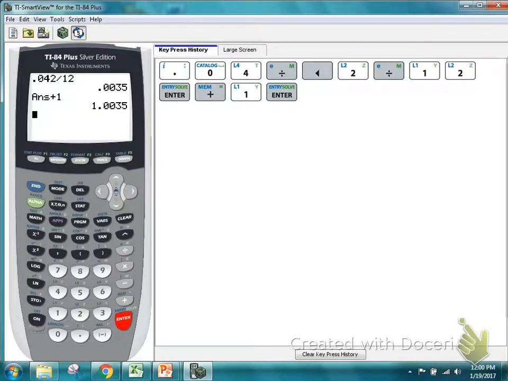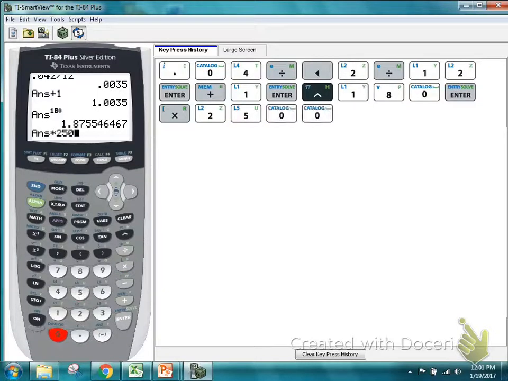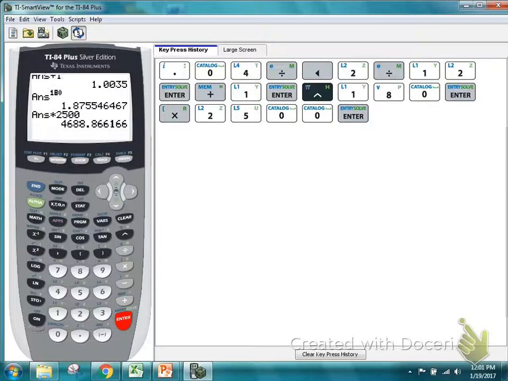We need to take that quantity, since it's inside parentheses. Exponents go first, so we're going to take it to the 180th power. Answer to the 180, hit enter, which gives us that long decimal number. Like I said, you don't want to round that off there. Your answer will be off from mine, not by much, but still slightly. And then the last thing is take that times the initial amount, which is 2,500. Hit enter one more time.